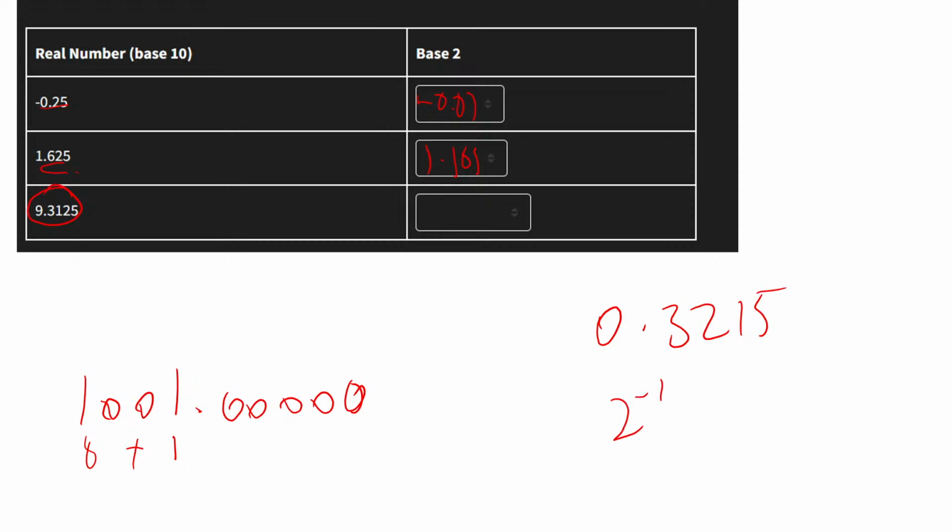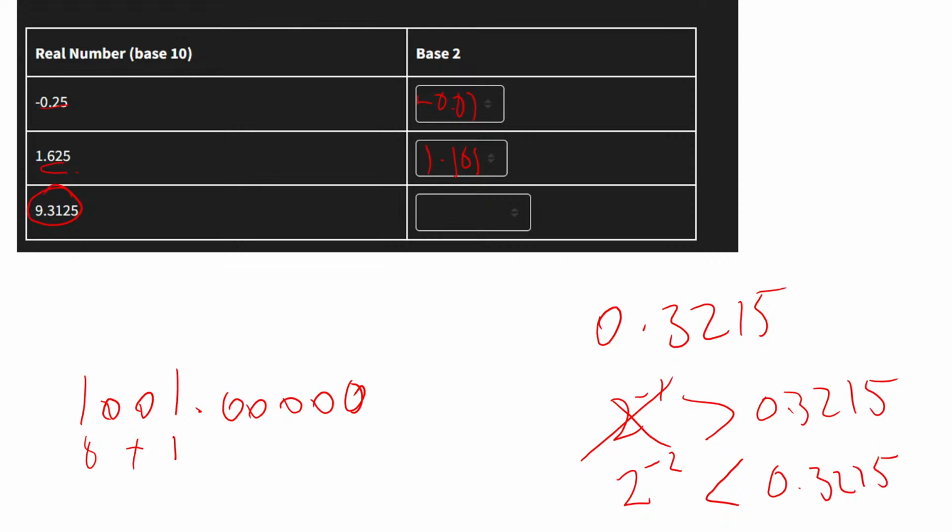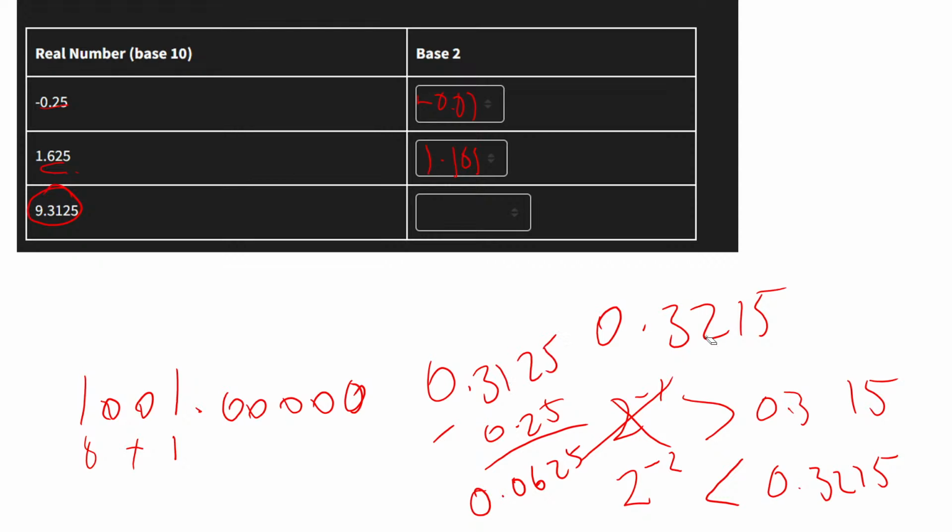2 to the minus 1 is greater than 0.3125, so it cannot be this. 2 to the minus 2 is smaller than 0.3125, so I can do 0.3125 minus 0.25, which equals, as you guys said, 0.0625. Yeah, sorry guys, I meant 3125. Forgive my mistake, I just wrote it wrong.